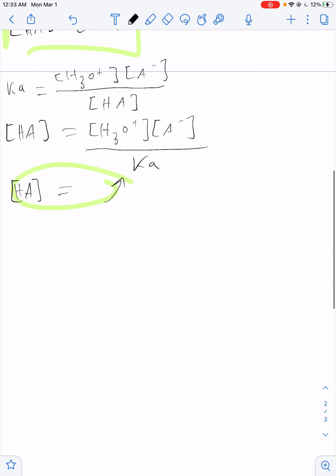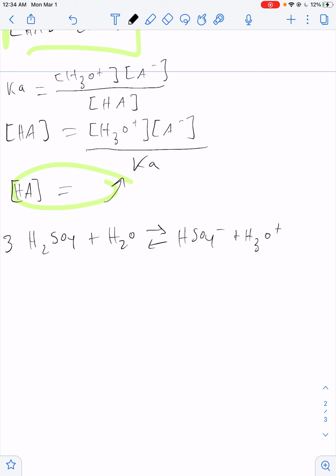Okay, number 3. Calculate the pH of this solution. So H2SO4 plus H2O goes to HSO4 minus plus H3O plus.